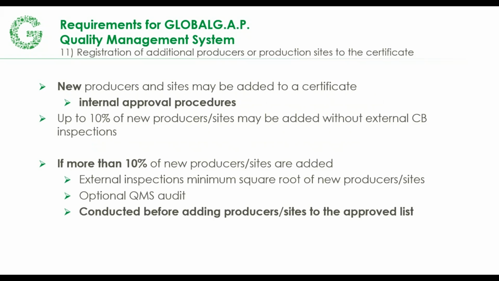There's the ability to add new producers or new sites during the certificate cycle. They can add up to 10 producers without incurring new external inspections. There's rules. If you add more than 10%, you would have to do the square root of the new added producers, et cetera, but it is possible in order to have producers be added during the certificate. Of course, they would have to pass internal inspections and be reviewed internally before being added to the certificate.